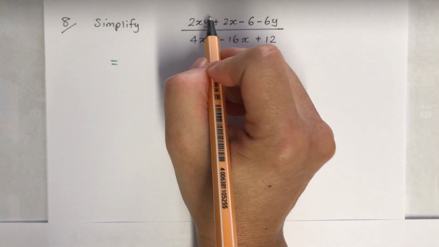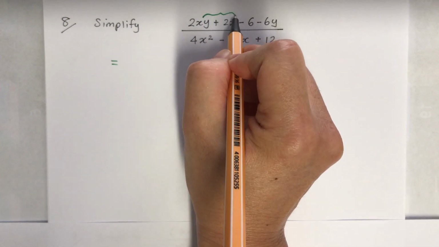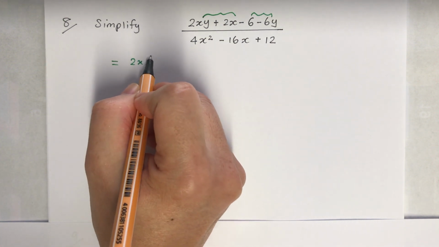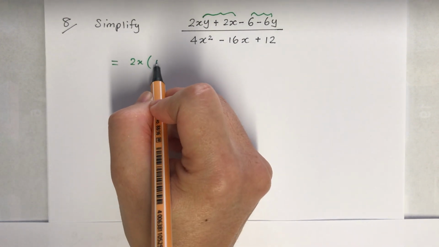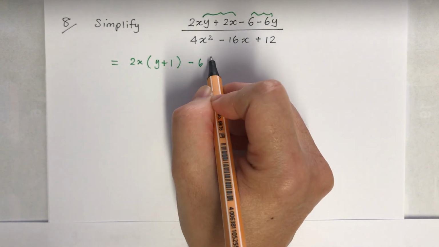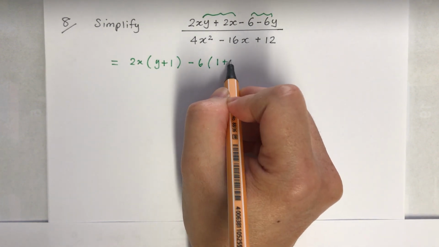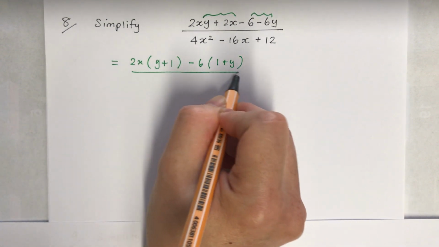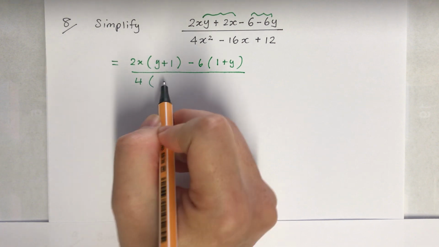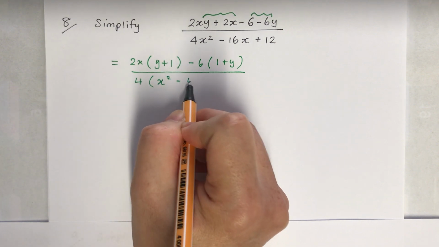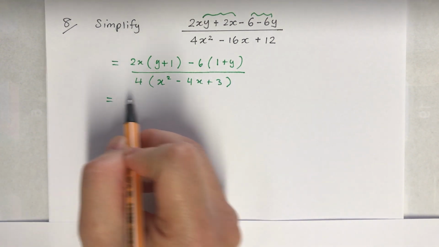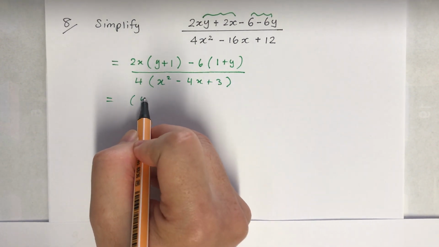So I'm going to group these two and these two. I've got 2x as my common factor here, and then y plus 1. I'm taking 6 out, minus 6 out, I get 1 plus y. Looks good. And then I'm going to take 4 out on the bottom. That looks good too. So, I'm going to factorize again.